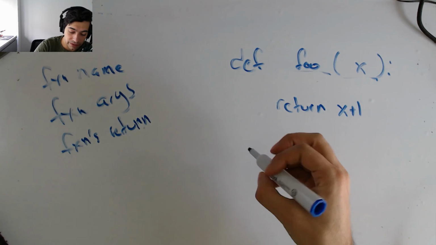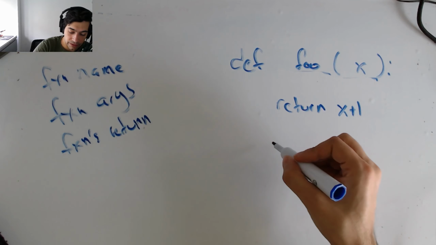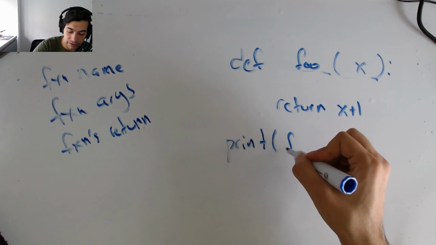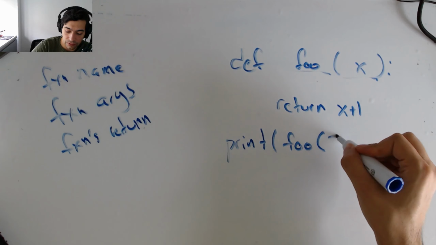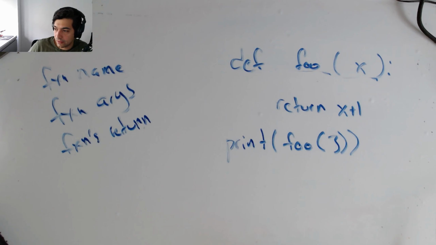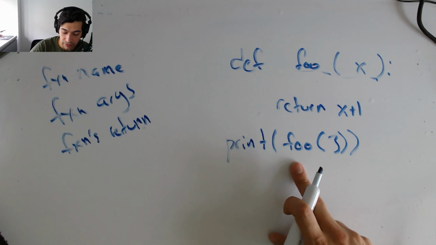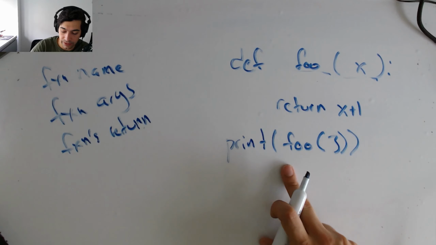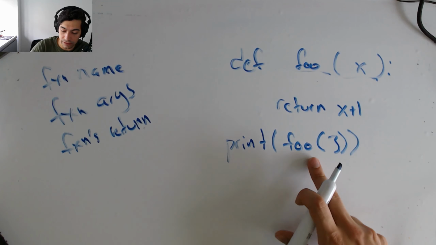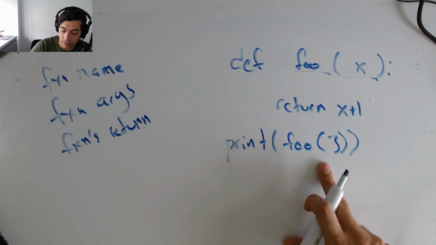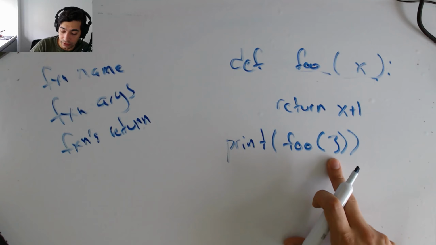And what can we do with this function? We can call this function elsewhere. So down here, I'm going to say I want to print the result of calling foo on 3. And so when we run this code, what are we going to get? Well, let's walk through it. We call foo of 3 here. So what we do when we see a function call, this is a function call, this is a function definition.